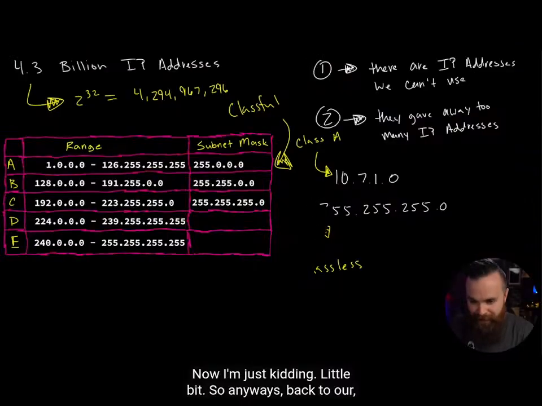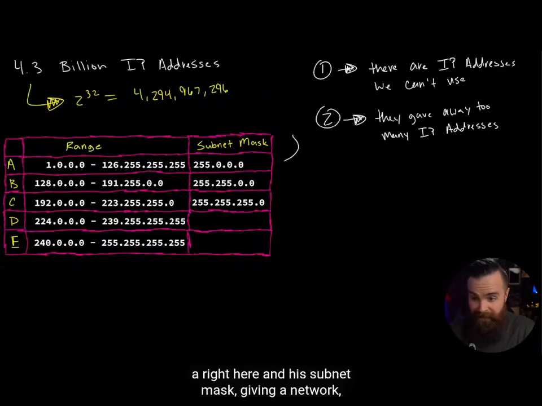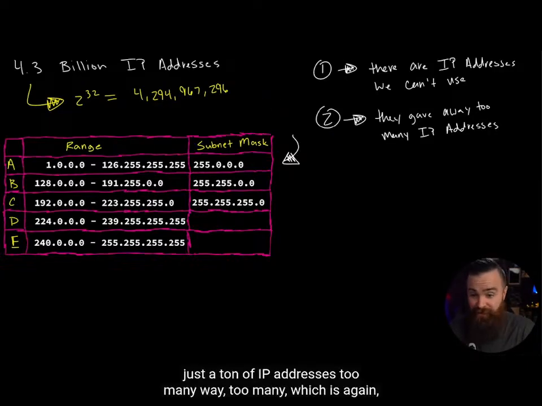So anyways, getting back to our address ranges, our classes. We focused a lot on Class A right here, and its subnet mask giving a network just a ton of IP addresses, too many.